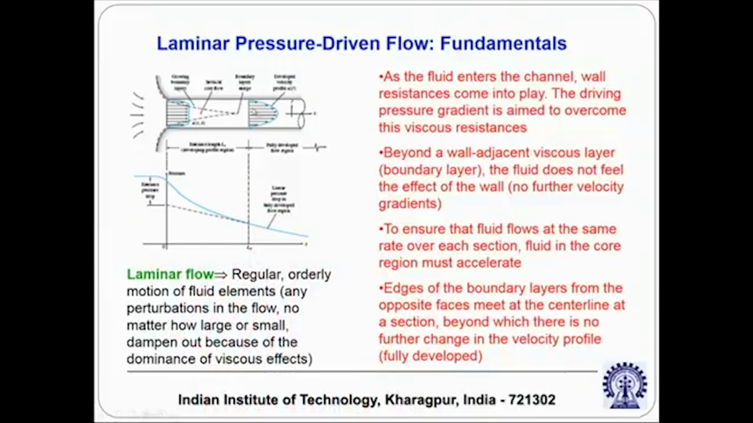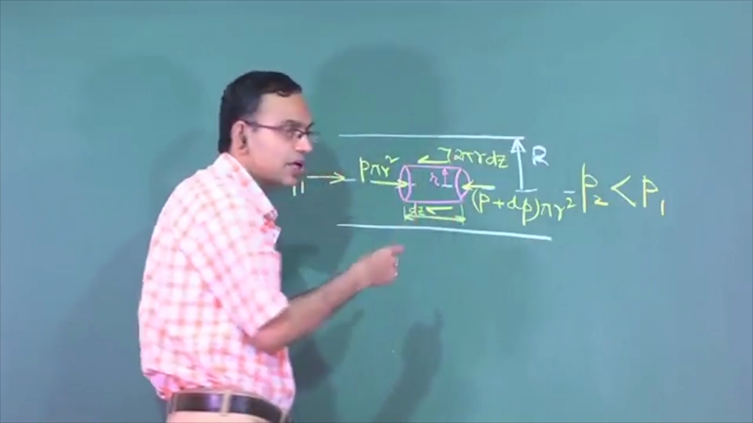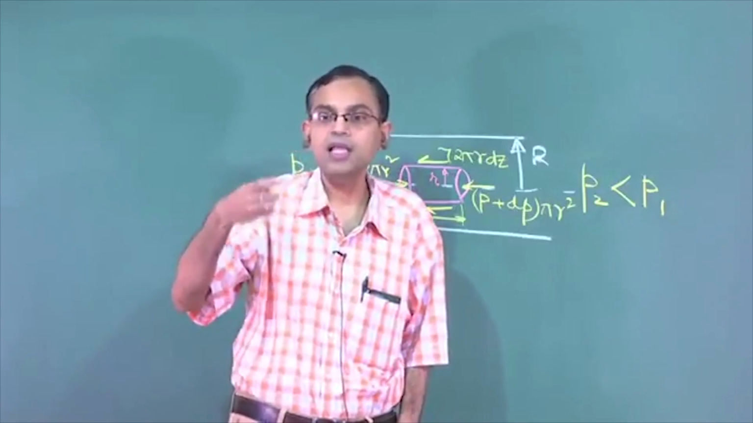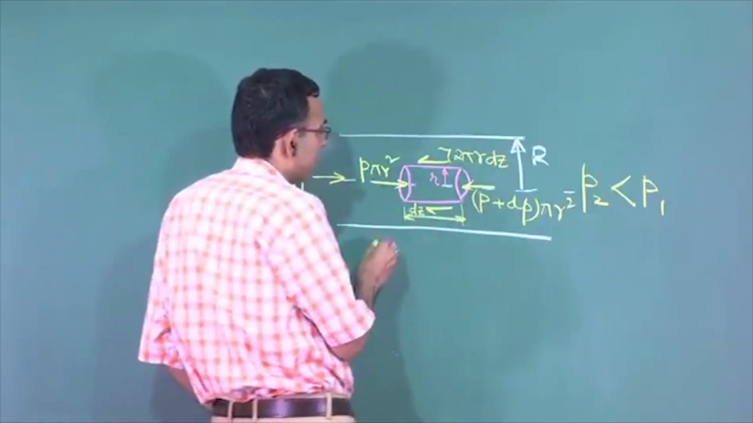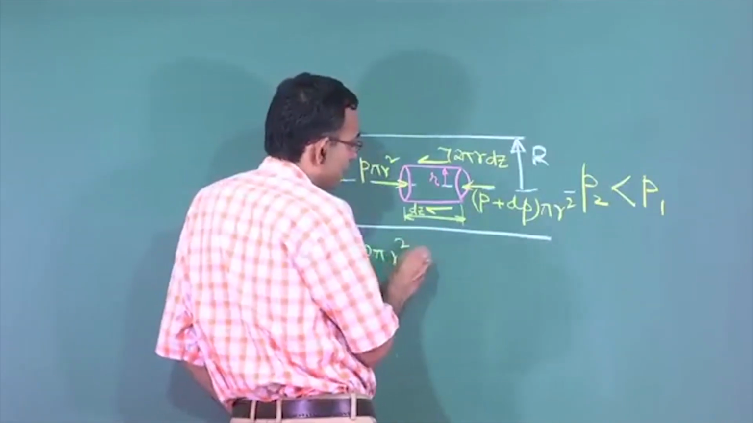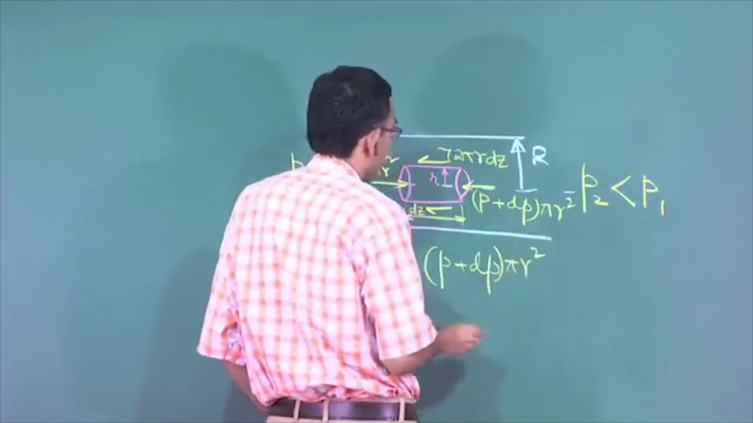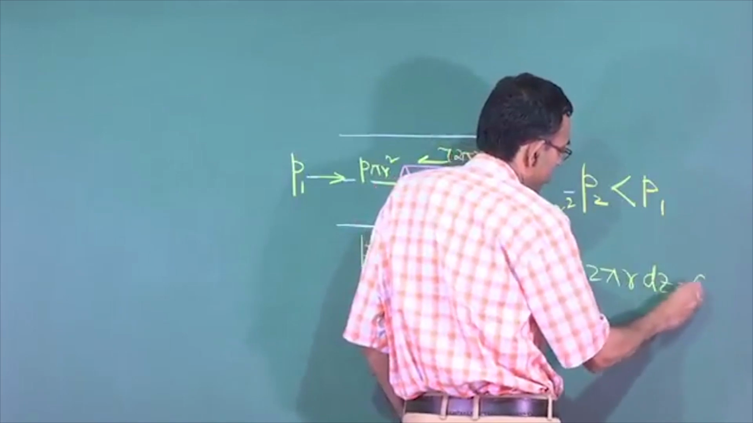So, if you see this velocity profile, this velocity profile will not change further with the axial position, and that means that all these forces are balanced, because if the velocity profile changes with the axial direction, there will be an acceleration, and acceleration means there is an unbalanced force. So, here there is no unbalanced force, that means you can say that P into pi r square minus P plus dP into pi r square minus tau into 2 pi r dz is equal to 0.